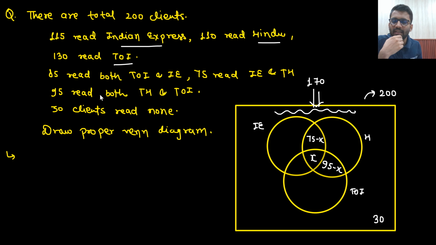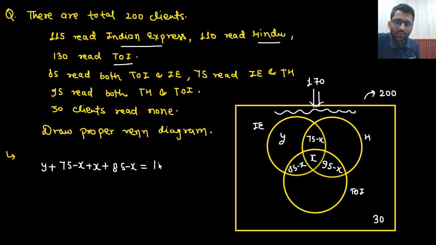And then what they are asking, 85 guys, Times of India and Indian Express, 85 guys. So this would be 85 minus x, right? Now they are saying 115 guys are there who read Indian Express. So if I say only y guys read only Indian Express, I need to write y plus 75 minus x plus 85 minus x is equal to 115. Do you agree to my point? Right? So this x and x is getting cancelled.